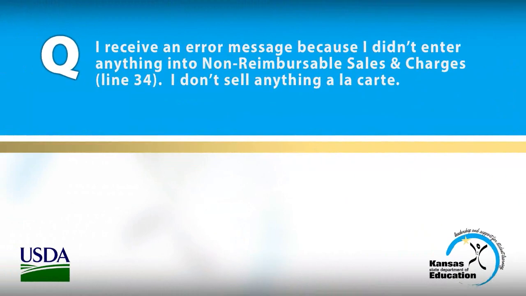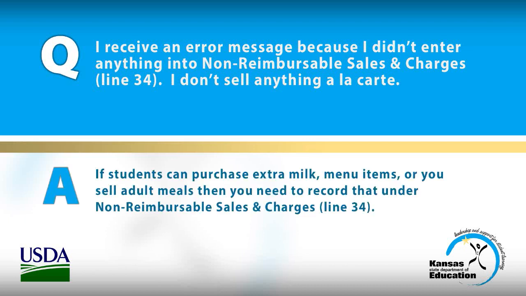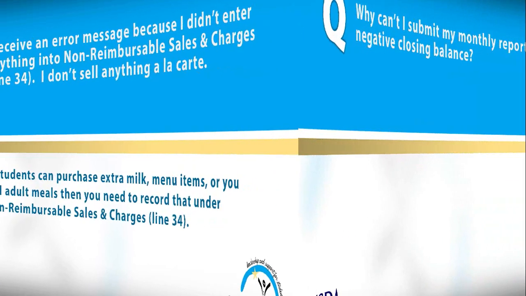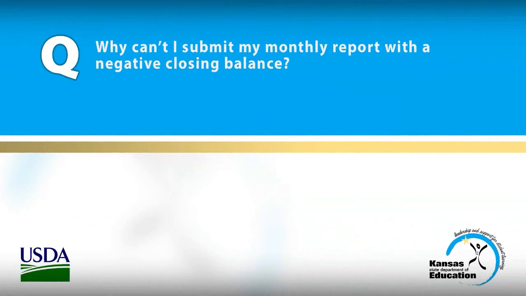I receive an error message because I didn't enter anything into non-reimbursable sales and charges, or line 34. I don't sell anything a la carte. The answer is if students can purchase extra milk, menu items, or you sell adult meals, then you need to record that under non-reimbursable sales and charges. Again, that's line 34.